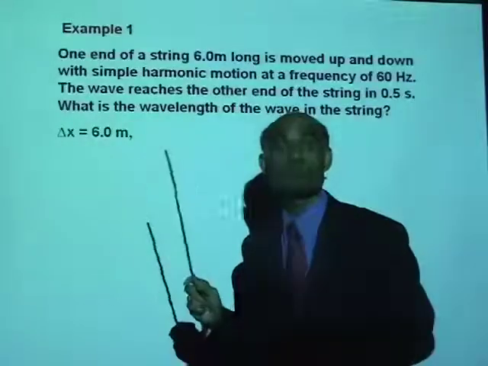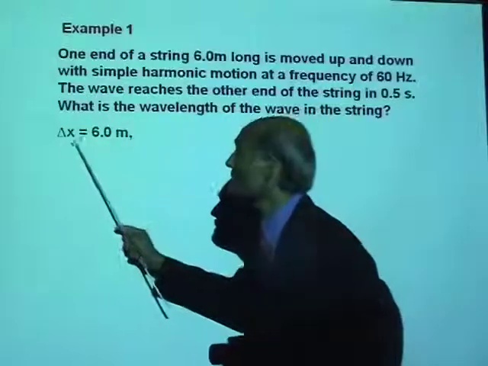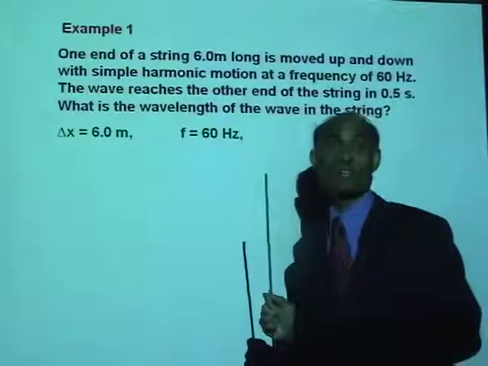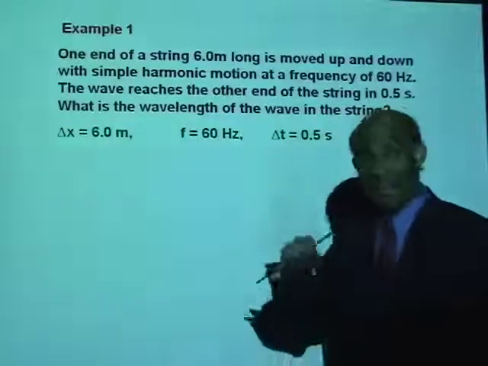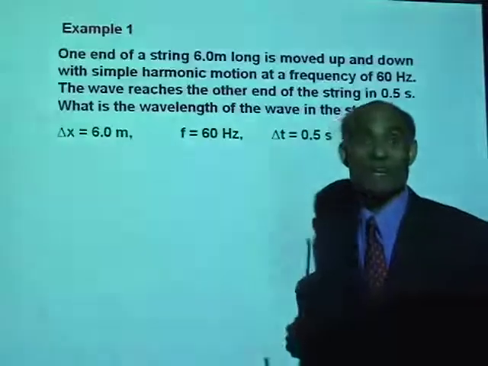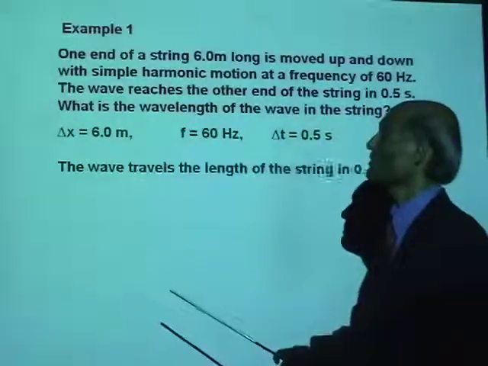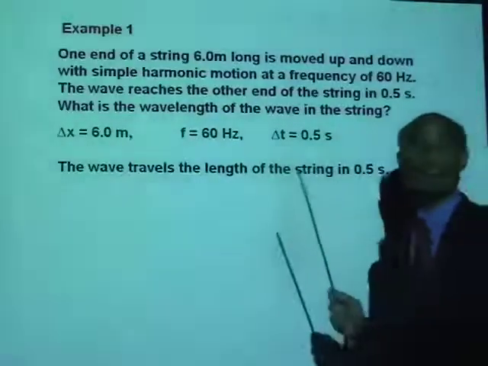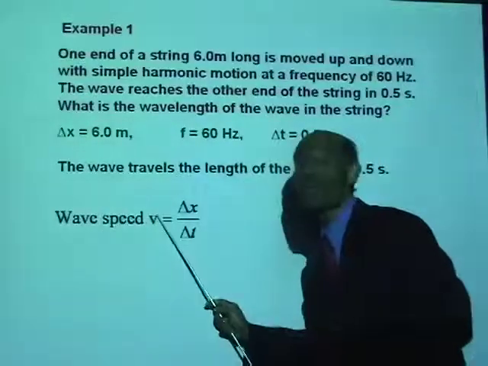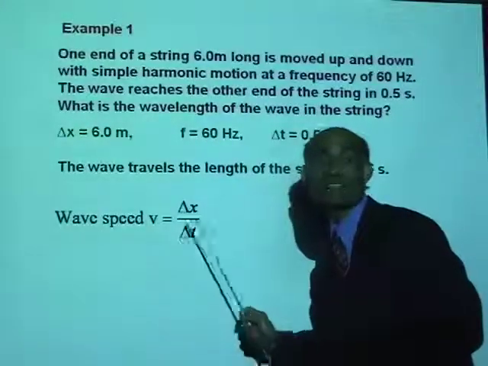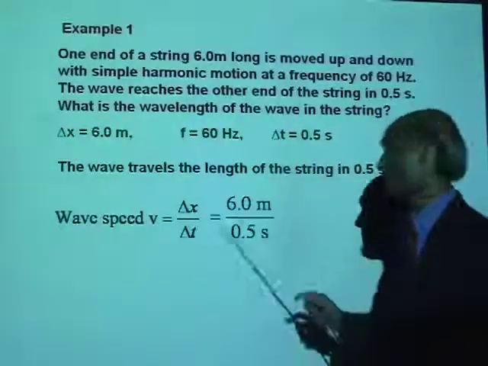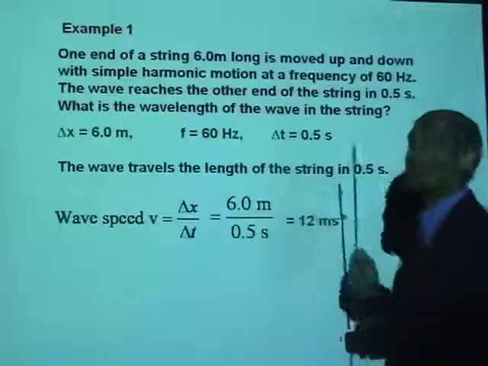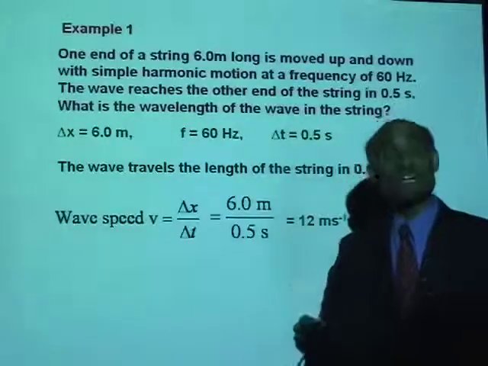Alright, always start a problem with the given data. Delta x equal to 6 meter, the frequency f equal to 60 hertz, delta t, the time taken by the pulse to reach the other end of the string, is 0.5 seconds. The wave travels the length of the string in 0.5 seconds. Therefore, wave speed v equal to delta x divided by delta t. That is 6 meter divided by 0.5 seconds. That is 12 meter per second is the speed of the wave.